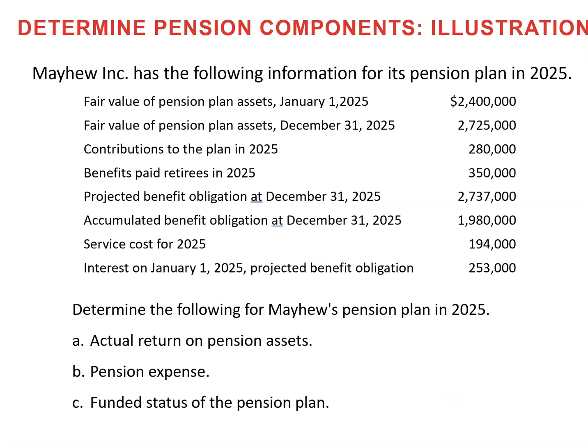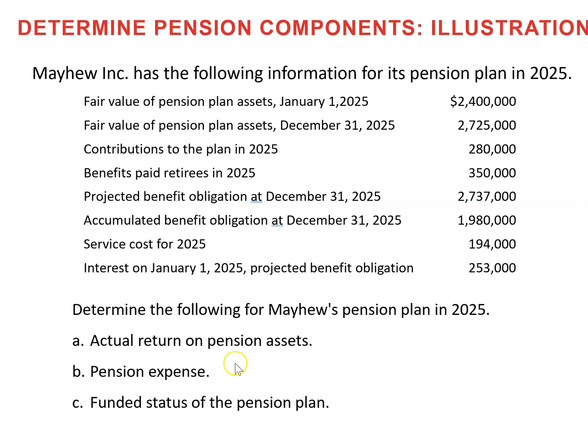Now we will see a little extended illustration. Mayhew Incorporation has the following information. Beginning balance of their plan assets and ending balance of their plan assets, all fair values, and the contribution made by the employer that year, 280,000, and benefits paid by the employer to their retired employees, 350,000. So by using the first four numbers, you can calculate the actual return on plan assets.